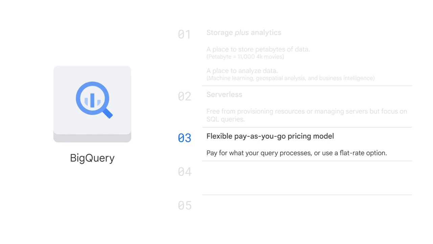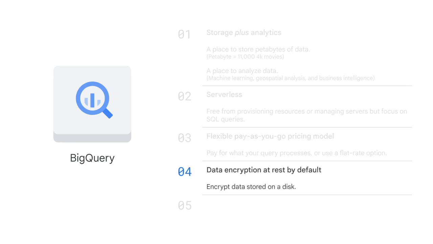BigQuery has a flexible pay-as-you-go pricing model, where you pay for the number of bytes of data your query processes and for any permanent table storage. If you prefer to have a fixed bill every month, you can also subscribe to flat-rate pricing, where you have a reserved amount of resources for use. Data in BigQuery is encrypted at rest by default without any action required from a customer. By encryption at rest, we mean encryption used to protect data that is stored on a disk, including solid-state drives or backup media.